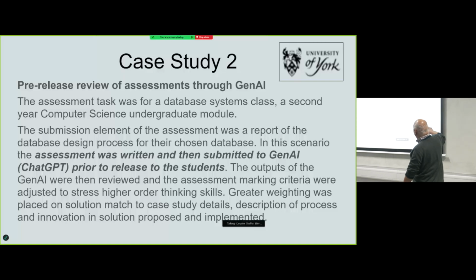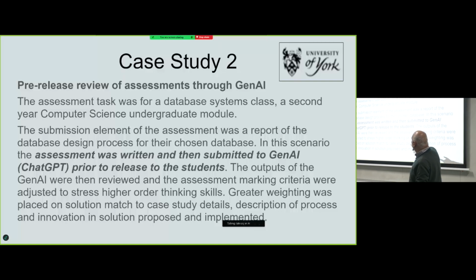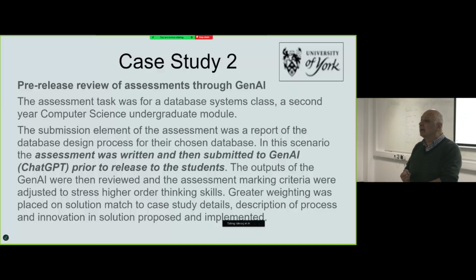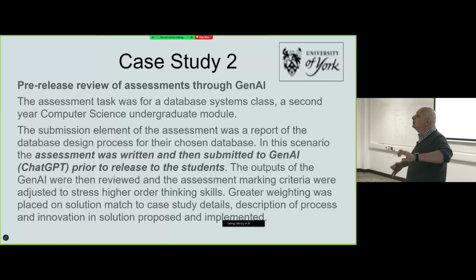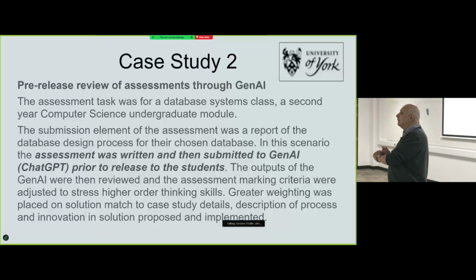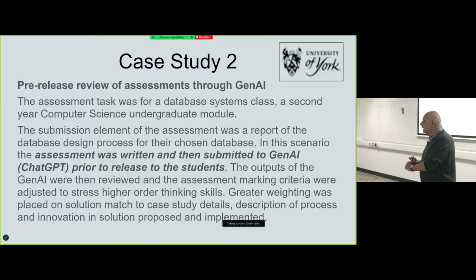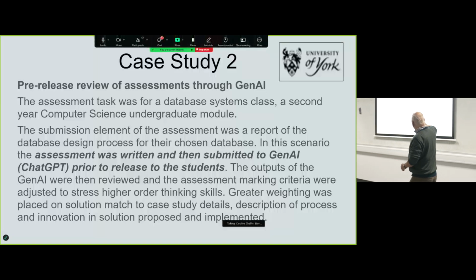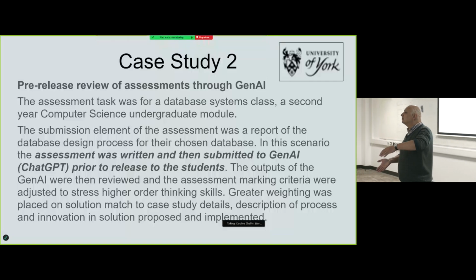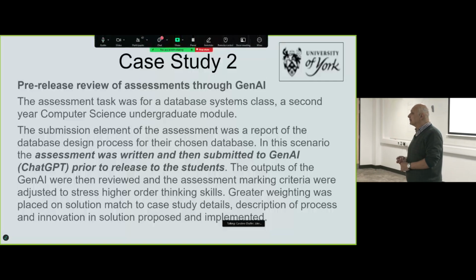And what I focused on were higher order thinking skills. So I wanted students to tell me what their process was. I wanted students to justify each option they made. I wanted them to evaluate the potential options. I wanted them to reflect on what they had done. And so for one part of the assessment, that's what I was focusing on, rather than the output, which was a specification for a database.